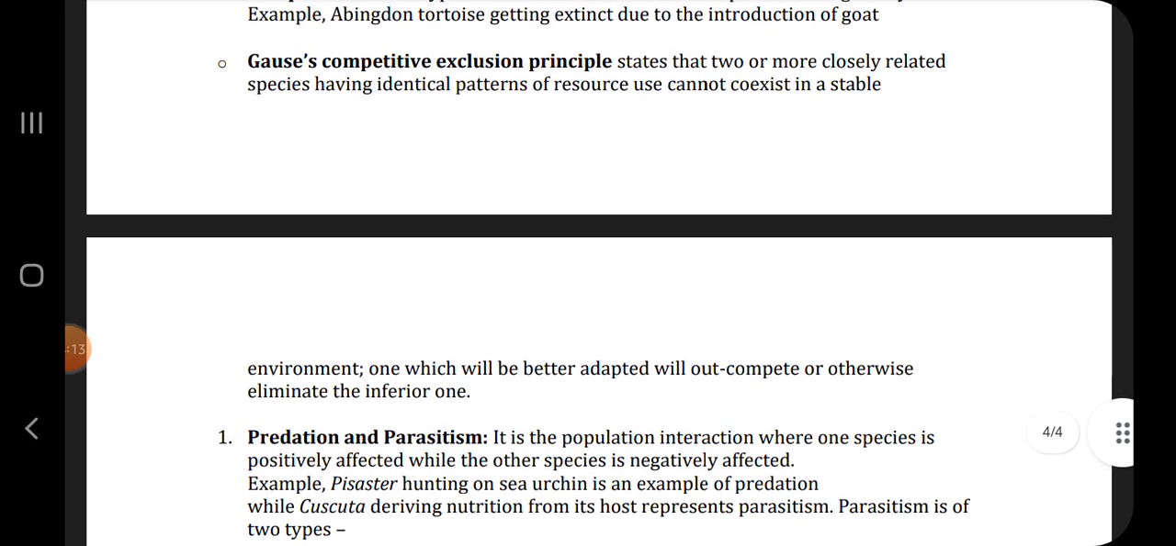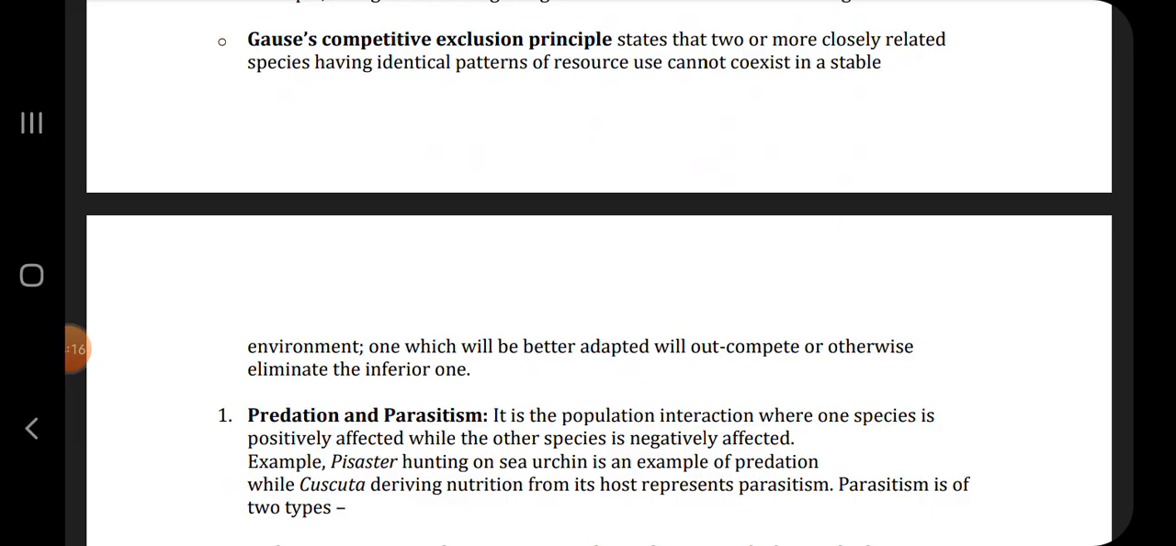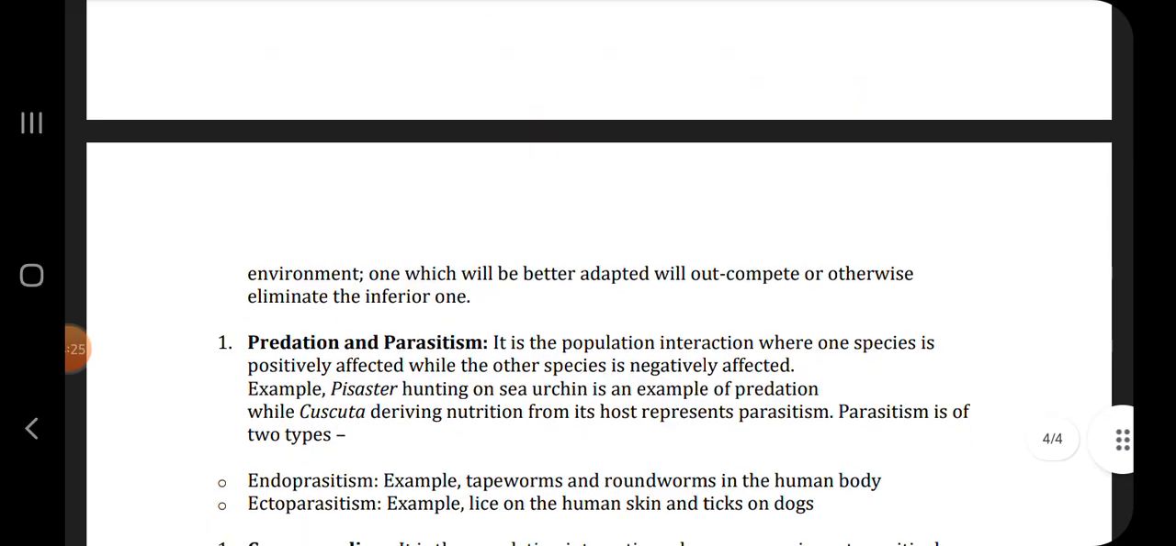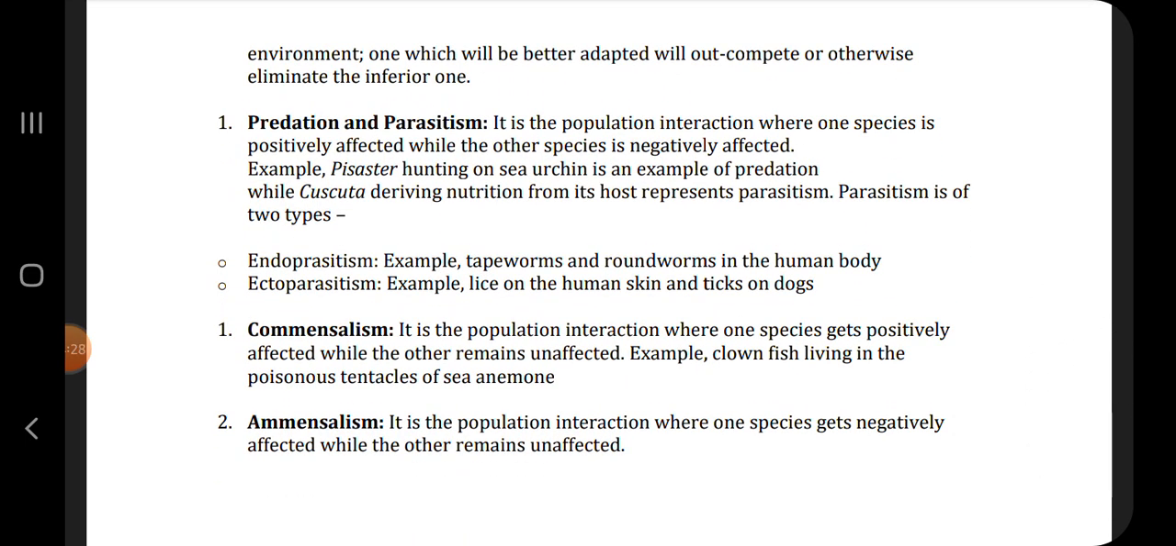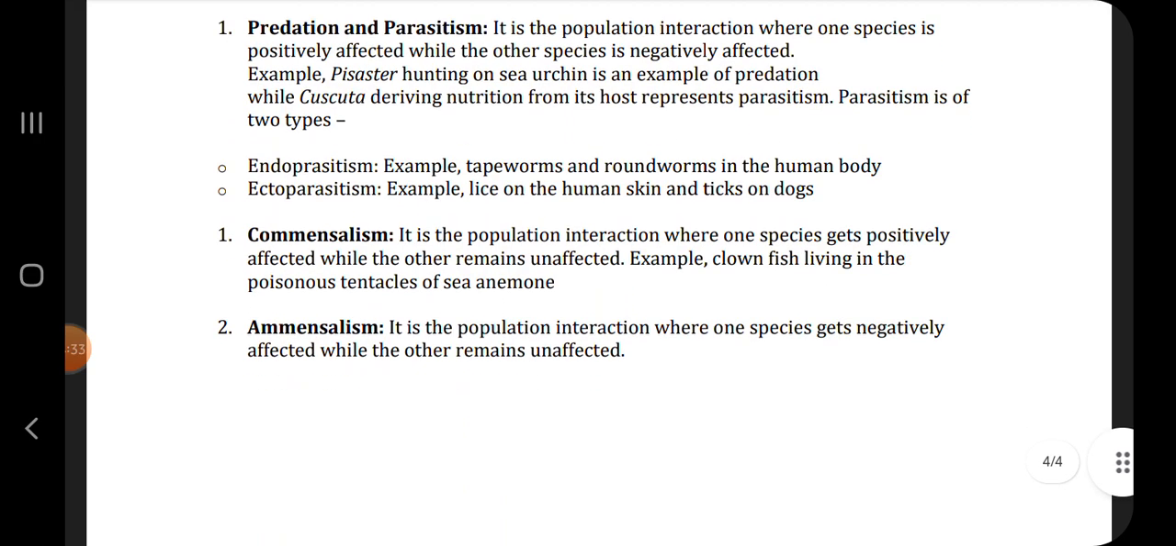Gause's competitive exclusion principle states that 2 or more closely related species having identical patterns of resource use cannot coexist in a stable environment. One which will be better adapted will outcompete or otherwise eliminate the inferior one. Then predation and parasitism is a population interaction where one species is positively affected while the other species is negatively affected. Example, Pisaster hunting on the sea urchin is an example of predation, while Cuscuta deriving nutrition from its host represents parasitism.